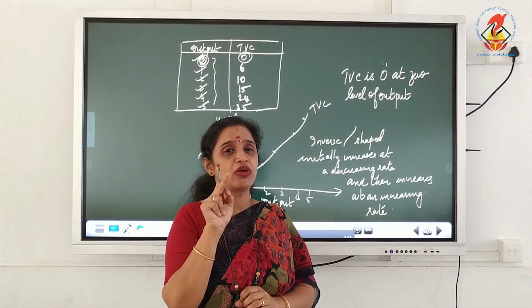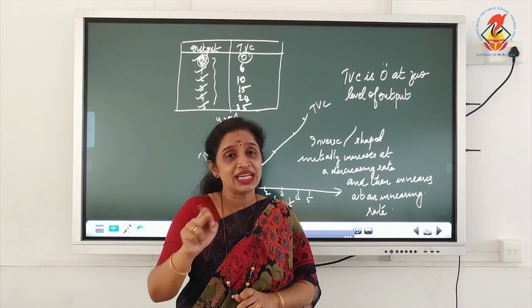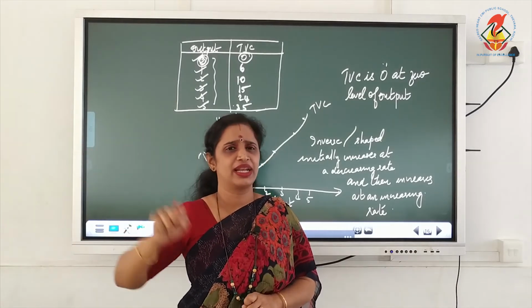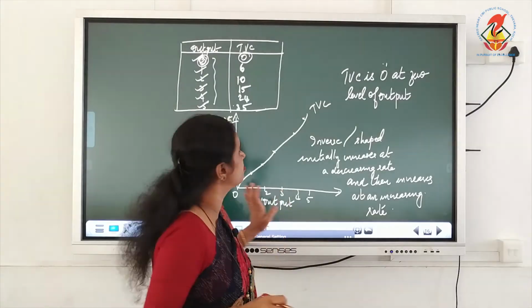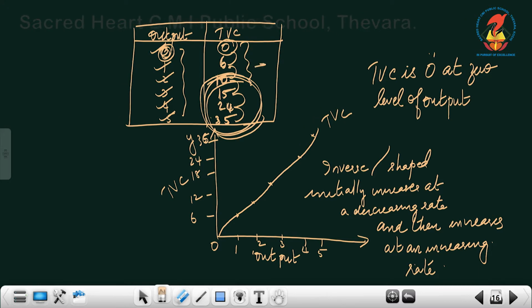So, total variable cost initially increases at a decreasing rate and then increases at an increasing rate, and that is clearly evident from this table. See, from 0 to 6, 6 to 10, then from 10 to 15, then 15 to 24, then 24 to 35. So, after this we can find total variable cost is increasing at an increasing rate. From 0 to 6 to 10 and on, it is increasing only at a decreasing rate.